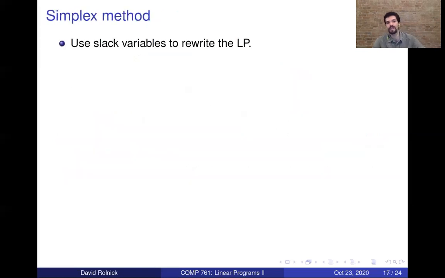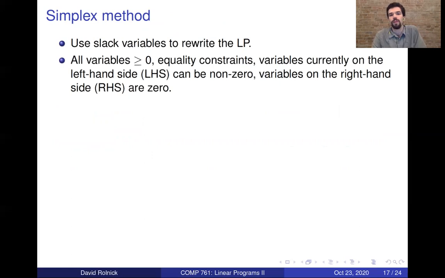Okay, so what is this simplex method, in general? What we did was we used slack variables to rewrite the linear program. We had all variables greater than or equal to 0. We had equality constraints instead of less than or equal to. We had variables on the left-hand side provisionally being non-zero, and the variables on the right-hand side being provisionally 0. But we swap what we're thinking of as on the left-hand side and the right-hand side.